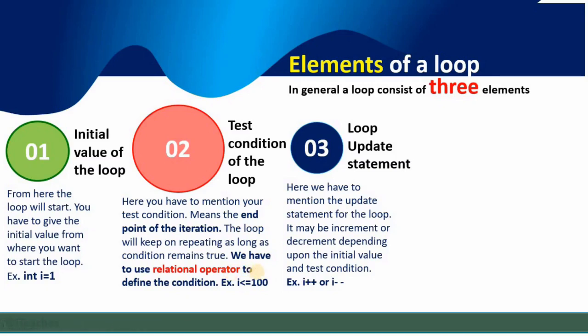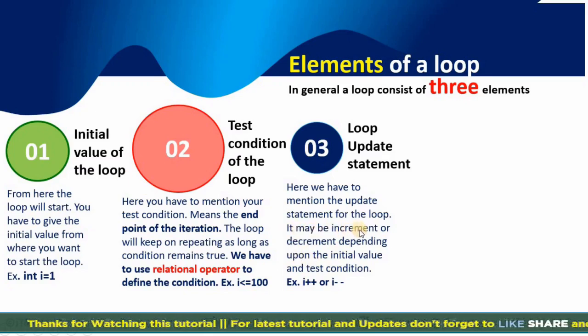So depending upon the situation of our initial value and our test condition, we can set our update statement. That's why I have written over here that it may be increment or decrement depending upon the initial value and the test condition. So in this example, our initial value is 1 and we have to go towards 100, so obviously we have to go for an increment.